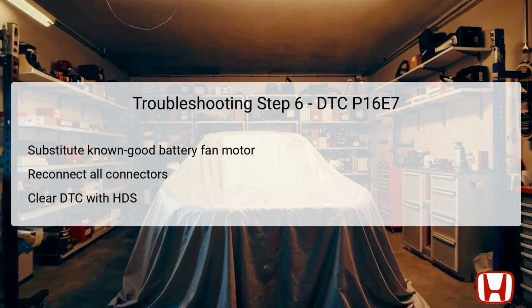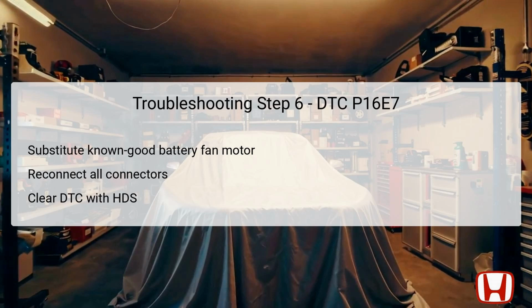In the sixth step of troubleshooting, the objective is to determine if the battery fan motor is functioning properly. To conduct this test, you will first substitute the existing battery fan motor with a known good replacement. This step is crucial as it will help ascertain whether the original component is the cause of the error code P16E7. Once the known good fan motor is connected, you must ensure that all associated connectors are reconnected properly to restore communication circuits.